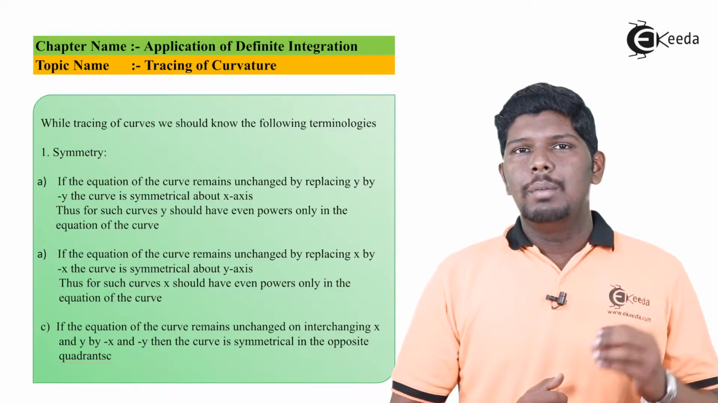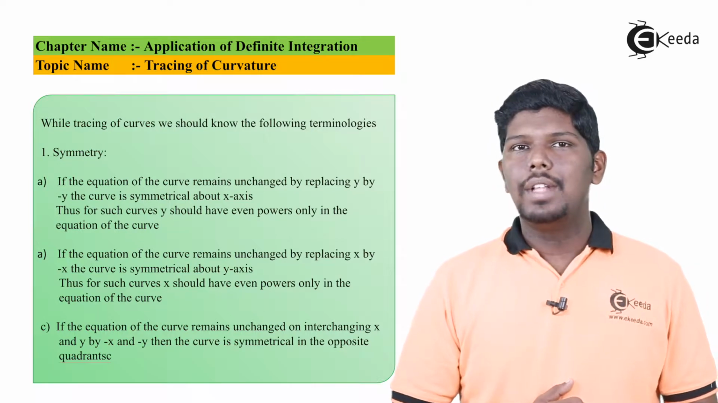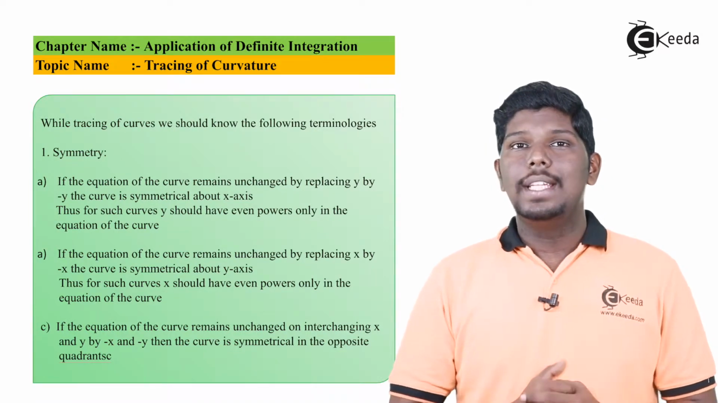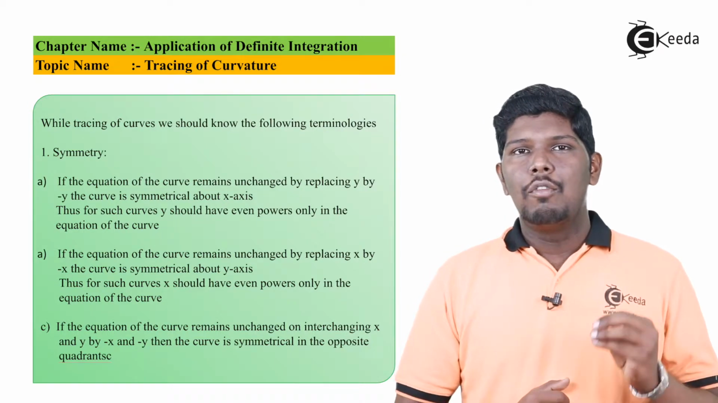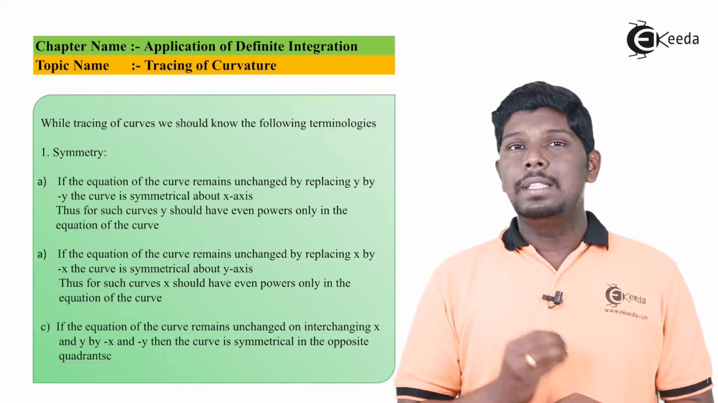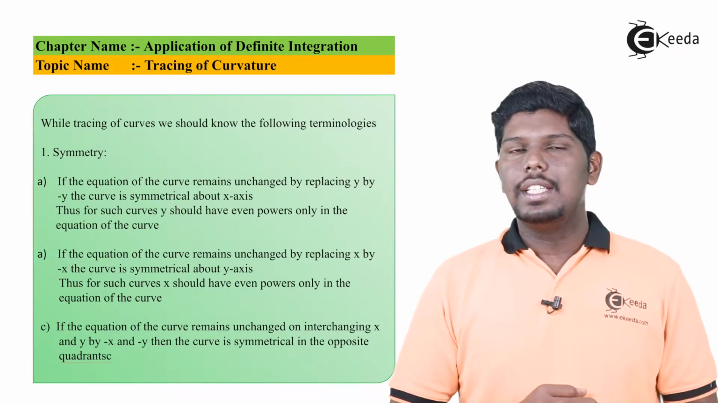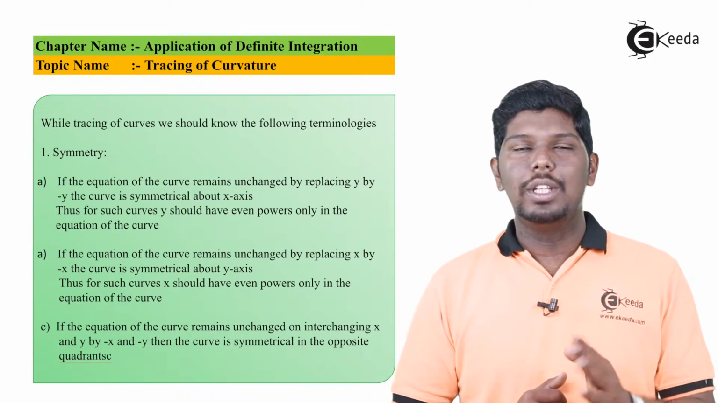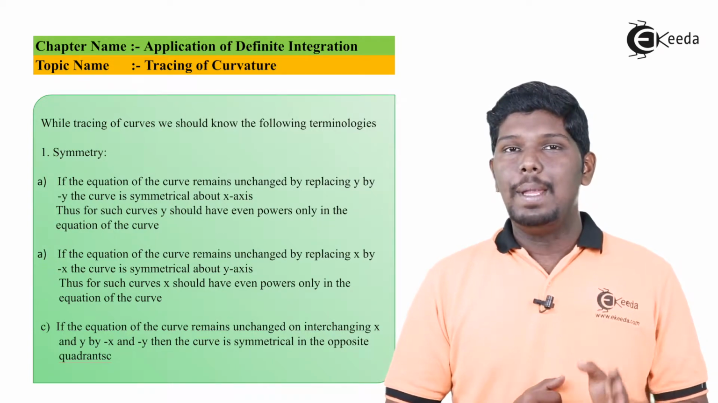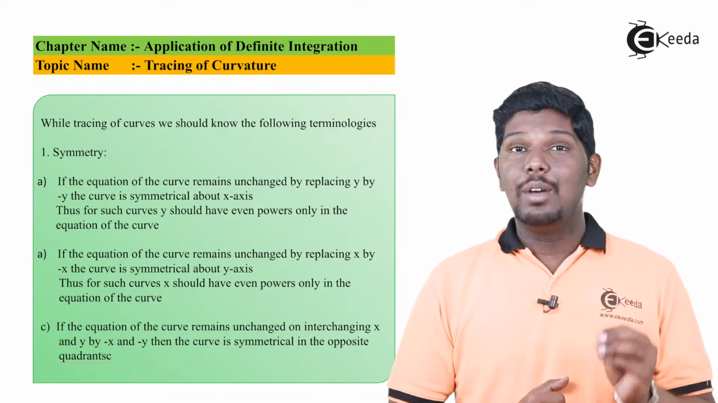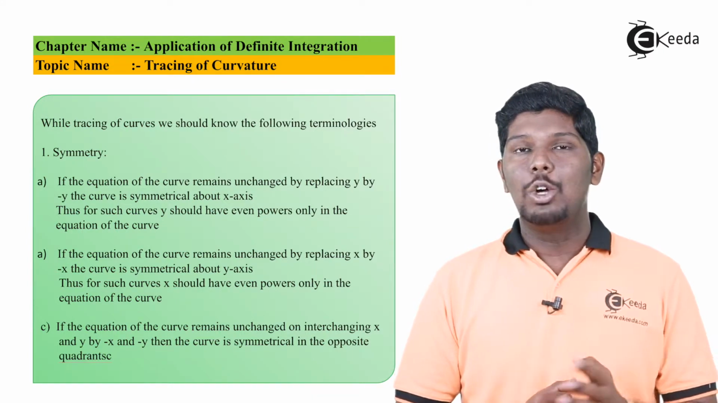Tracing of curves. Before starting this topic, we should understand the basic terminologies. Out of that, the first terminology is called as symmetry. In symmetry, the first point that we should understand is that for a given function, if I replace y by minus y and the function remains unchanged, in such cases the given function is symmetric along the x-axis. While the second point says, for a given function, if I replace x by minus x and the function remains unchanged, it means that function is symmetric along the y-axis.